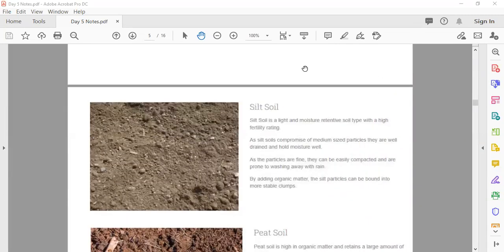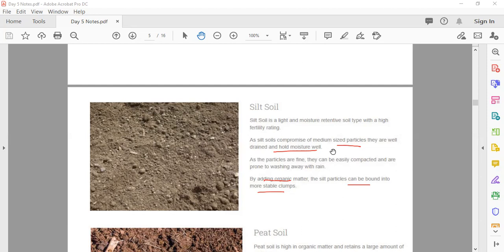After that, the silt soil. You know, silt is a type of, you can say, mineral. Silt soil is light and moist. Okay. And if you see the particle size, they are medium sized particles, and it also holds the water. And by adding organic matter, the silt particles can be formed into more stable clumps. Clumps mean just like some big pieces.